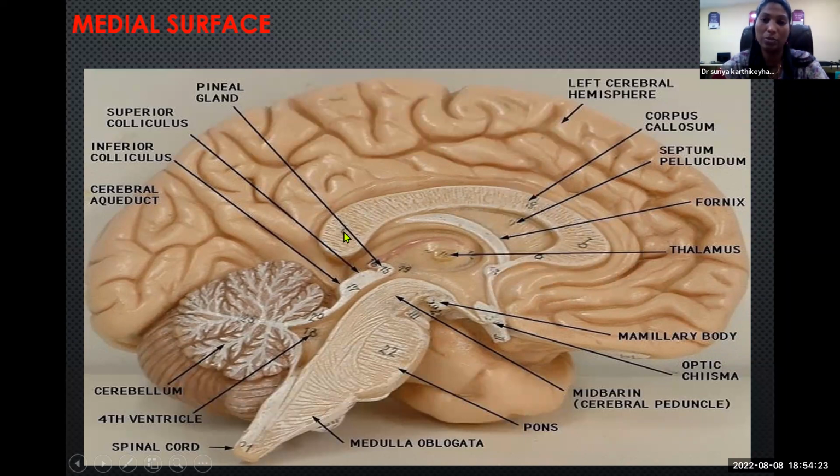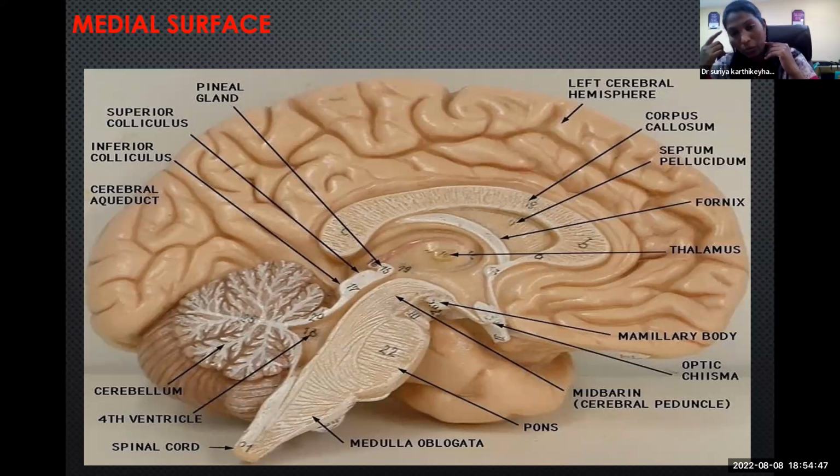What is this corpus callosum going to do? If we don't have a corpus callosum, what happens? What happens if there is agenesis of corpus callosum? How is this corpus callosum so important? It is connecting the different lobes of the cerebral hemispheres. So we can understand there is a connection between the right side brain and the left side brain.